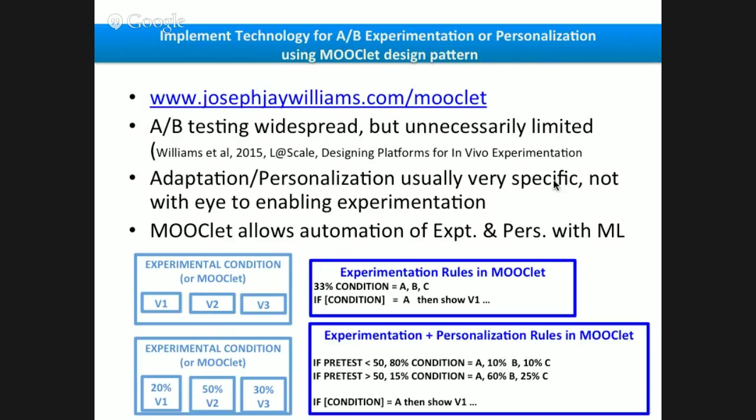One thing that I'm going to emphasize is that before I just said let's do experimentation or personalization, but actually we can now think about doing a combination of them, right? So let's imagine, for example, someone's pretest is less than 50. 80% of them get condition A, 10% B, 10% C. If the pretest is greater than 50, 50% A, 6% B. What this is basically doing is we're now thinking of it more as a continuum.